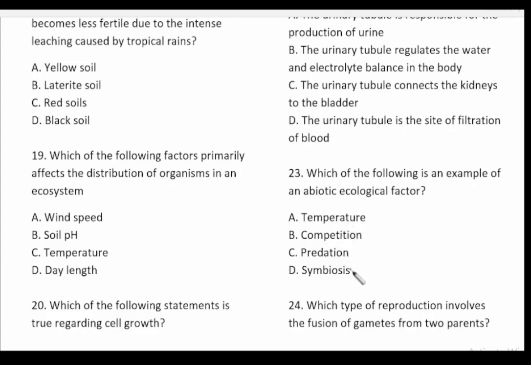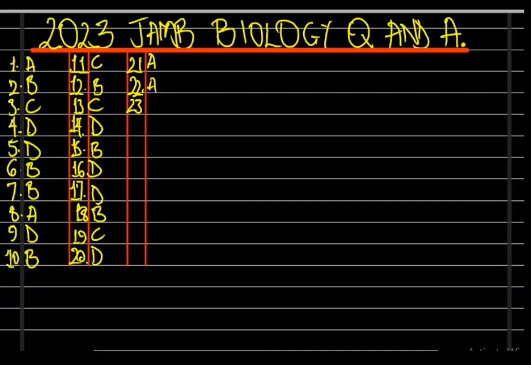Temperature, competition, predation, symbiosis. Talking about the remaining three here, we find out that it involves the input of organisms. It is organisms that will compete together, or during predation, the prey is being hunted by the predator. And then symbiosis is actually talking about relationship between organisms. So it is actually temperature that is the answer to this question. That is the ecological factor that is abiotic in this set of options that we have here. That is option A. 23 is option A.